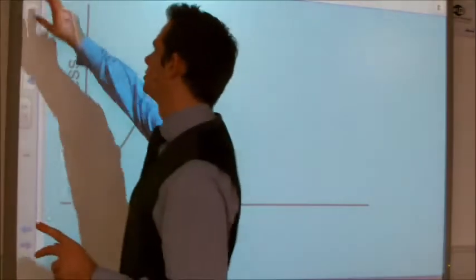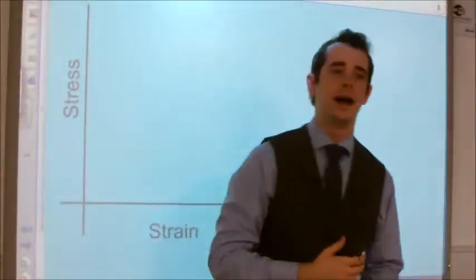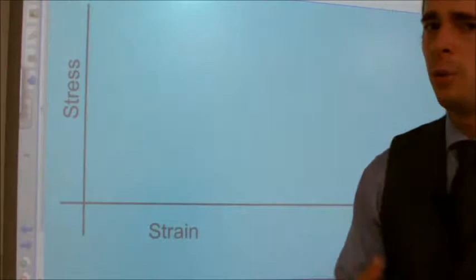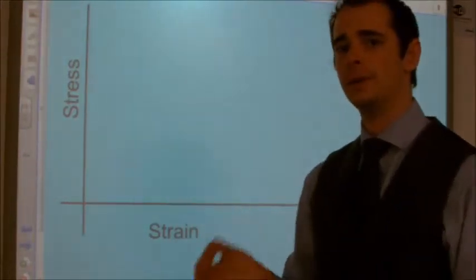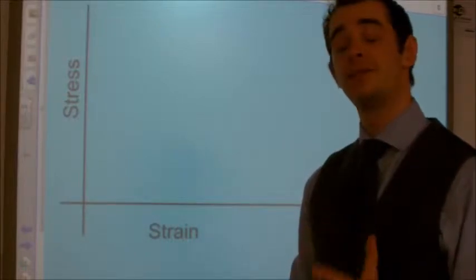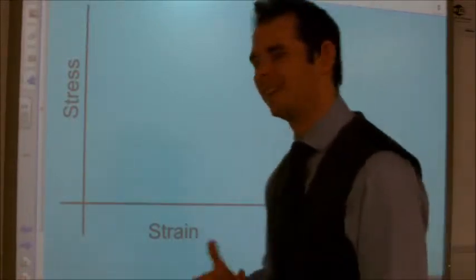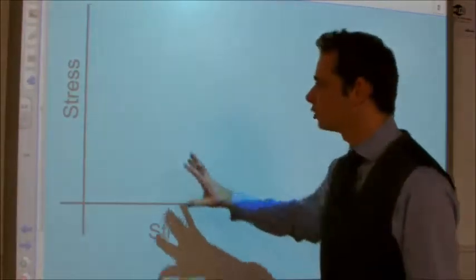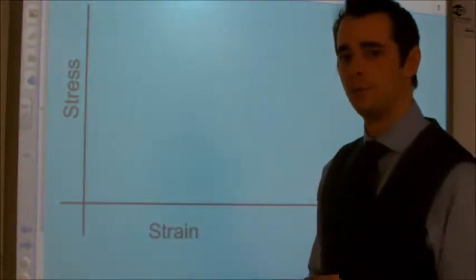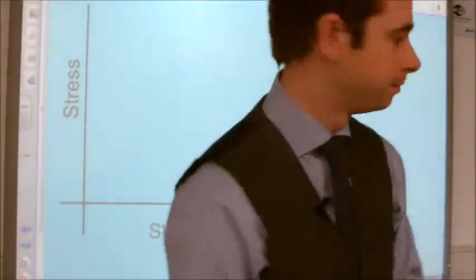The final graph I'd like you to have a go at is for a polymer. What might a graph look like if we were to draw a polymer on the board? Now, think back to what we did, I think it was the first lesson, when we looked at elastic bands. Rubber is a polymer. So what might our stress strain graph look like for a polymer? Pause the video and have a quick go.